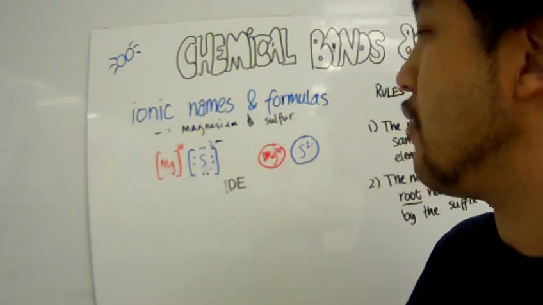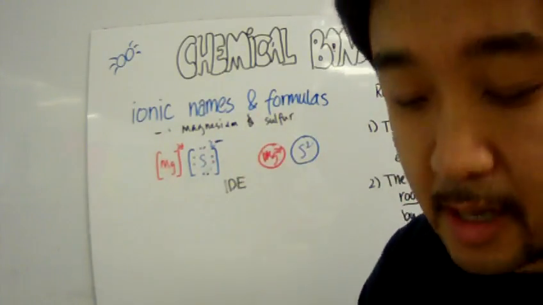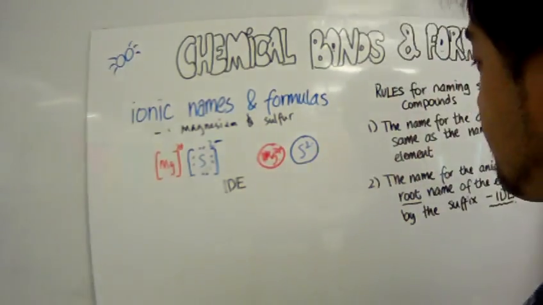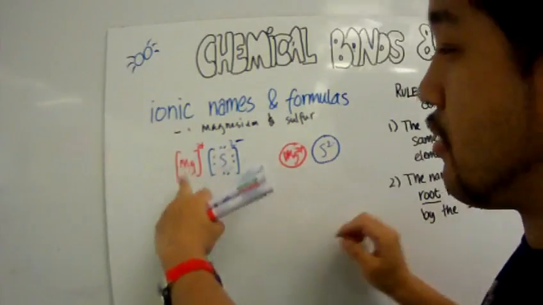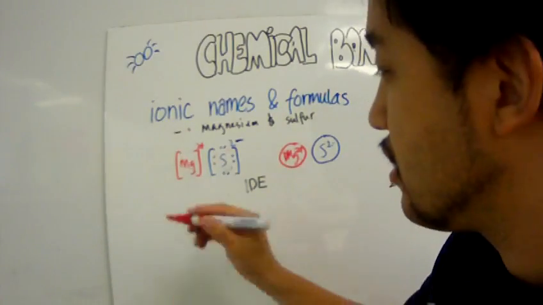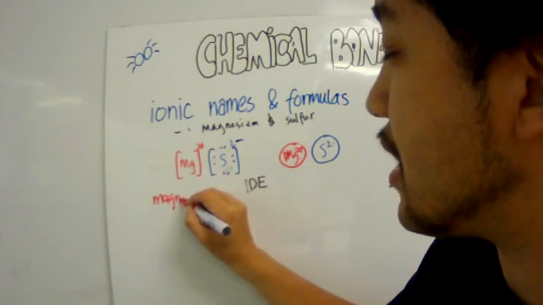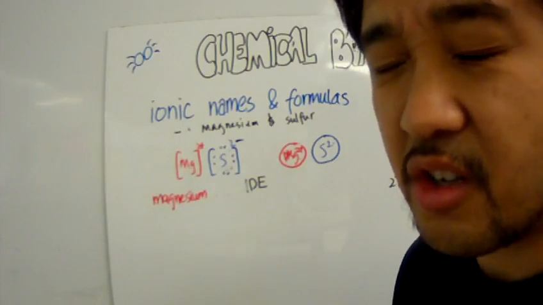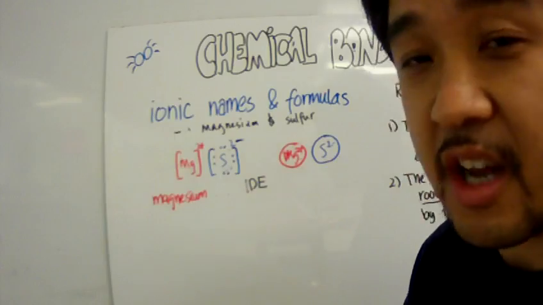But now, when you put the two together, what is the name of the ionic compound? Well, remember the rules. The name of the cation takes the name of the element. So the name of this compound, for the portion of the cation, should remain as magnesium because of the rules. And sulfur is no longer called sulfur, but the root of the word sulfur is sulf.